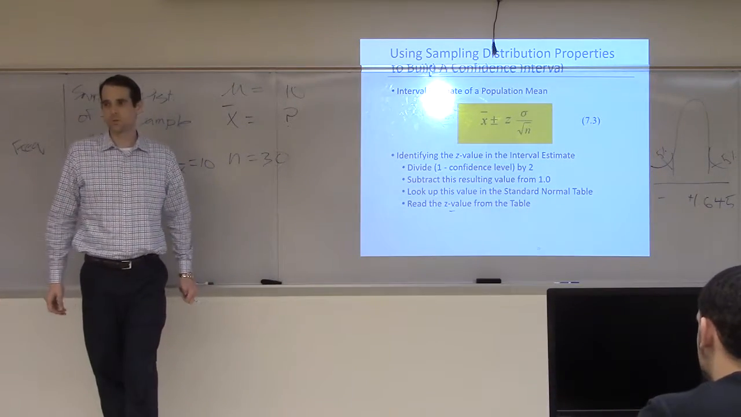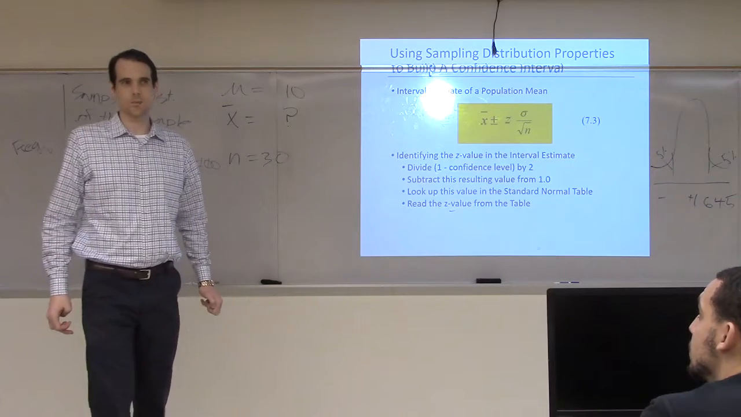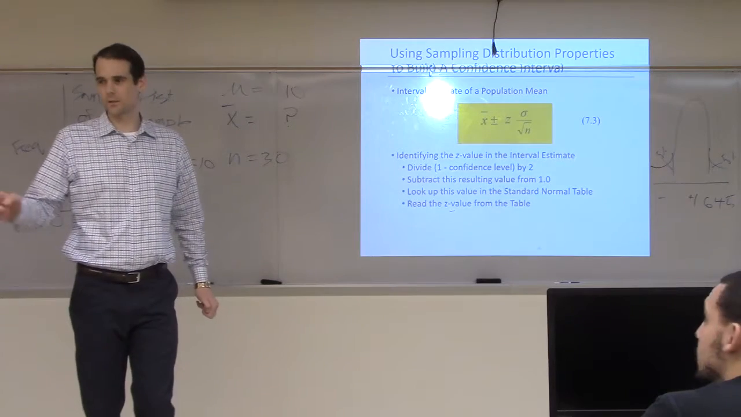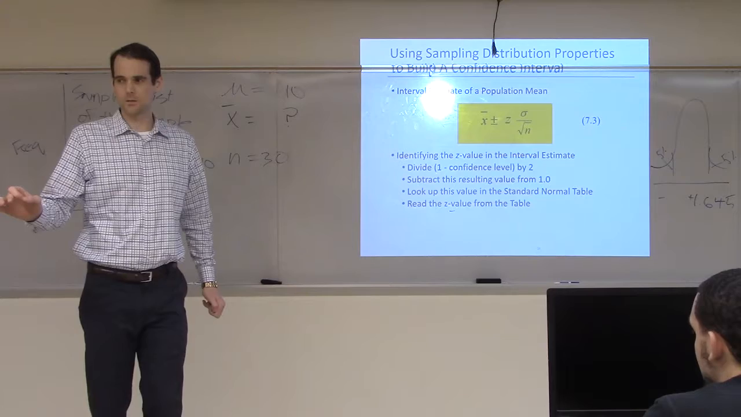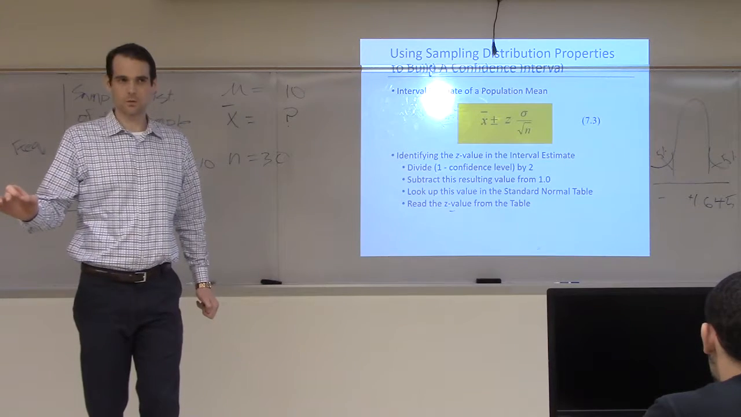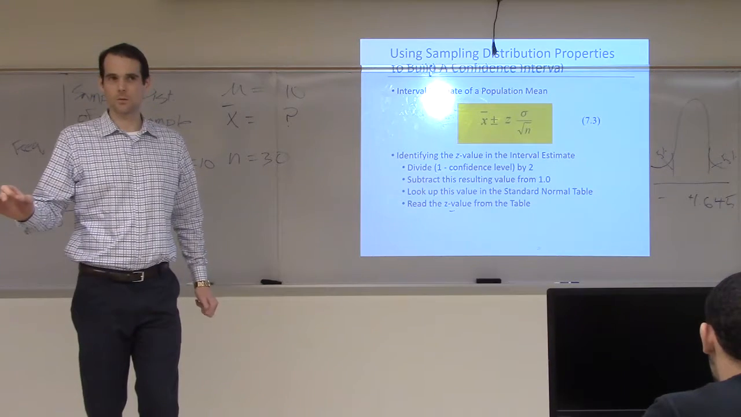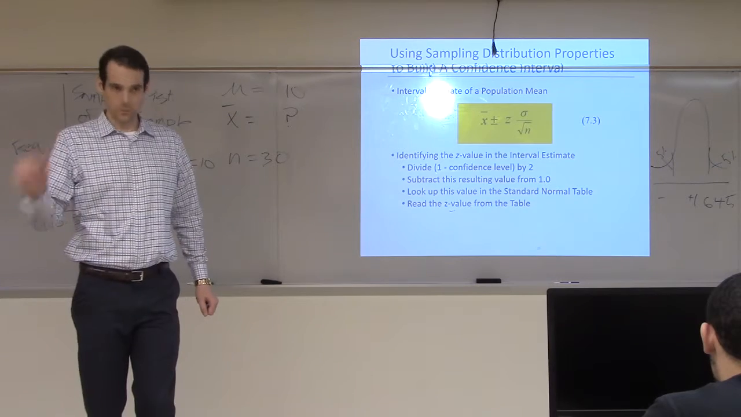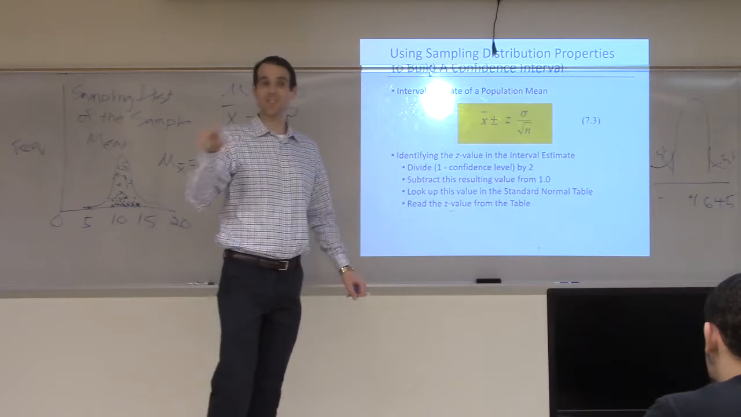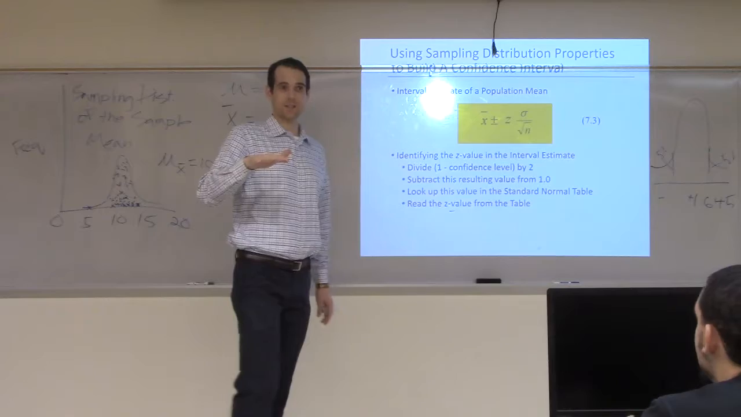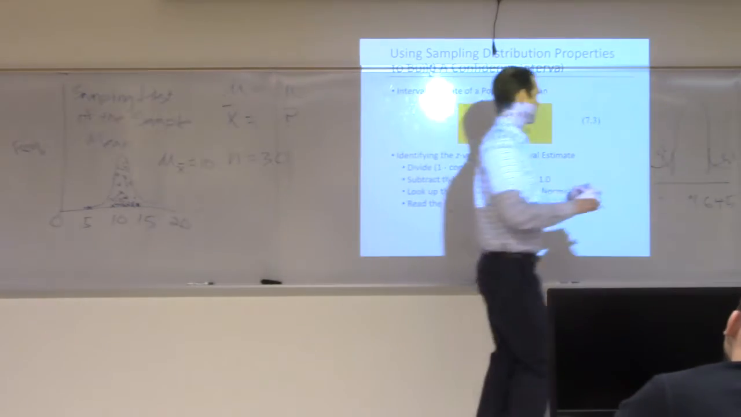Roughly minus 1.6. Minus 1.6. 1.6 what? If you rounded, it was minus 1.645, 1.64. Minus 1.64, yeah. Or 1.65. Okay, so you could do it either way.